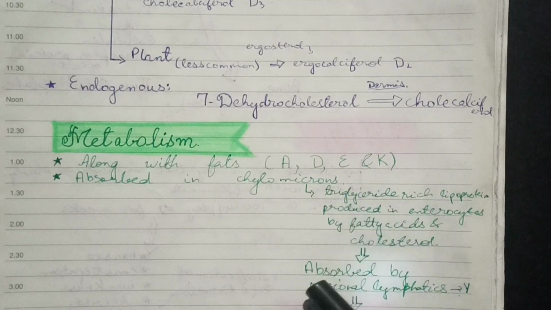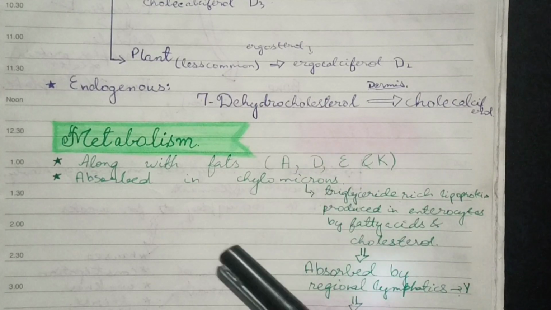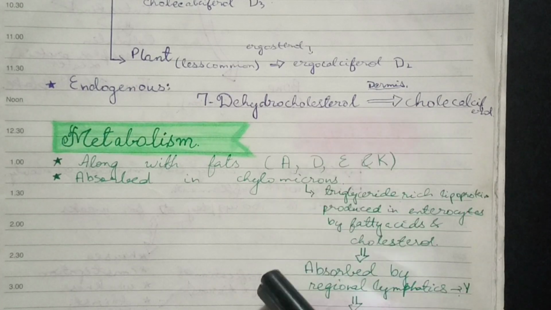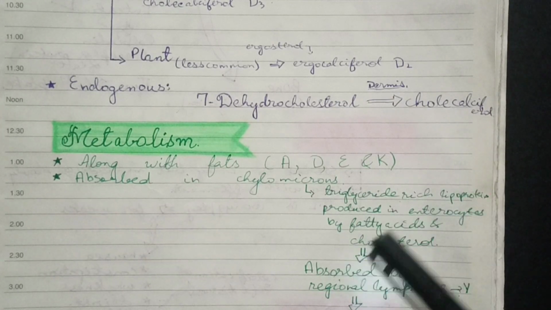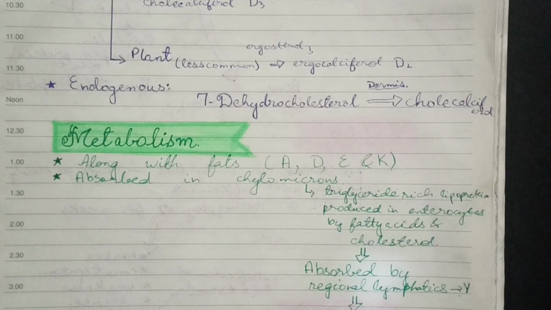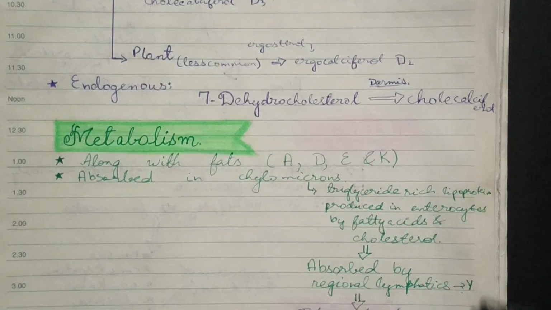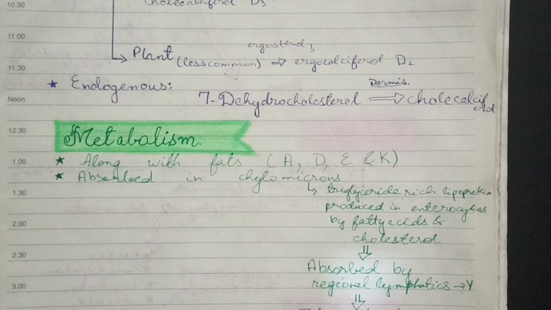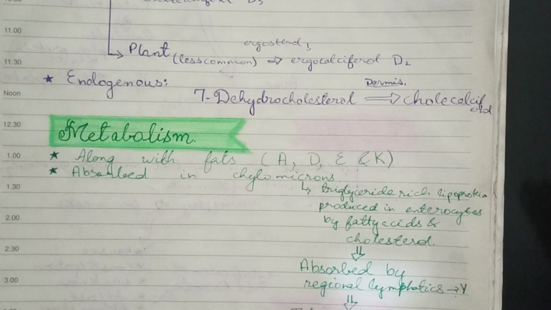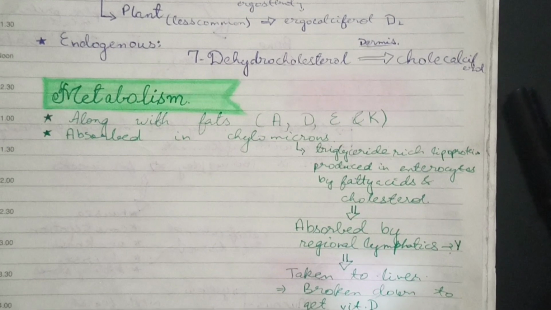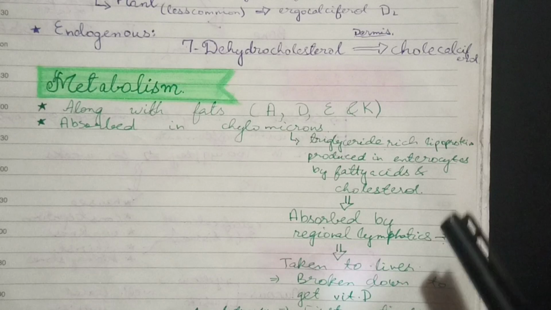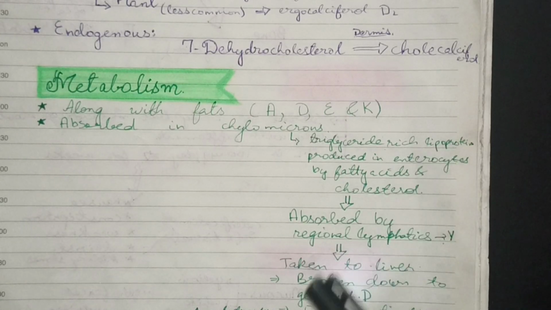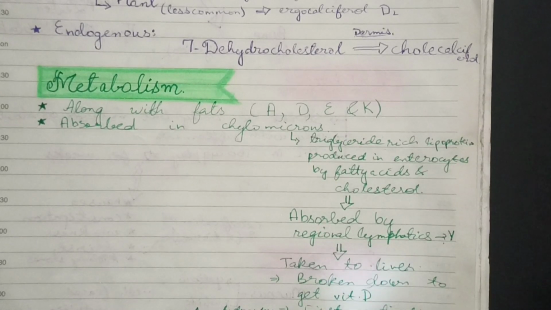So, the metabolism of vitamin D occurs along with the fats. And how is it absorbed? It is absorbed in chylomicrons, which are triglyceride rich lipoproteins produced in enterocytes, in intestinal cells. Then after that they will be absorbed in the regional lymphatics. Now the question is, why will they be absorbed in regional lymphatics? Why not blood? The answer is that they are too large to be absorbed in blood. So they will travel through the regional lymphatics and go into the liver, taken up by the liver, where they will be broken down to get vitamin D.